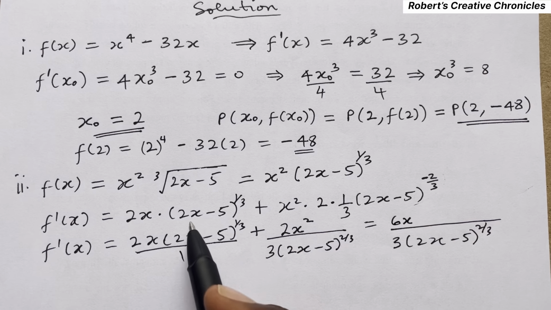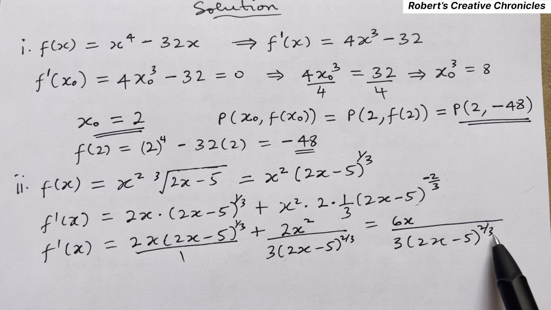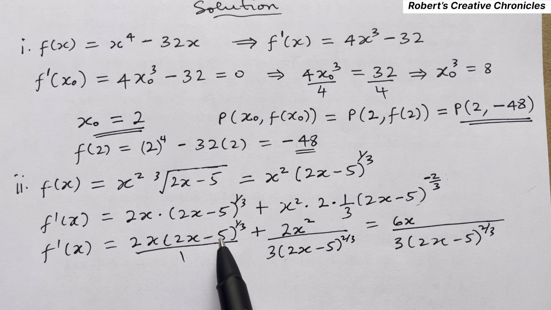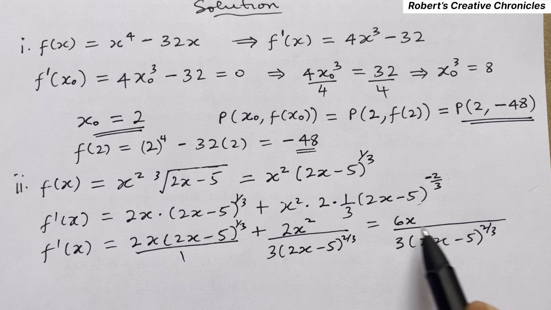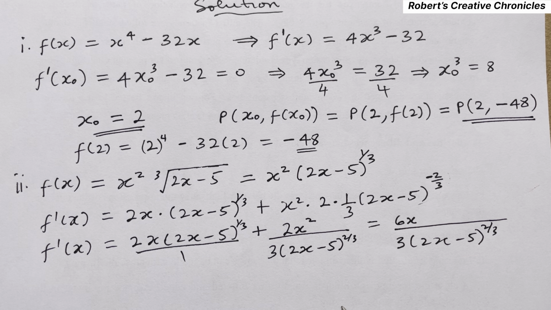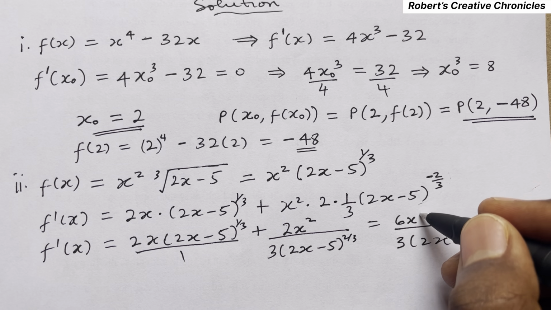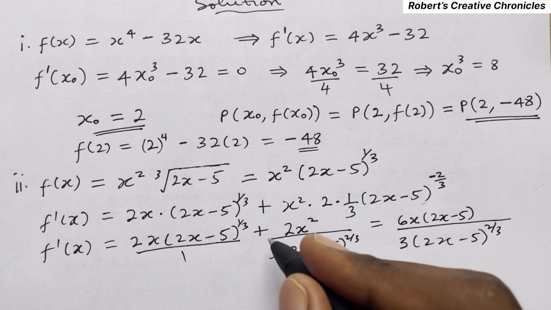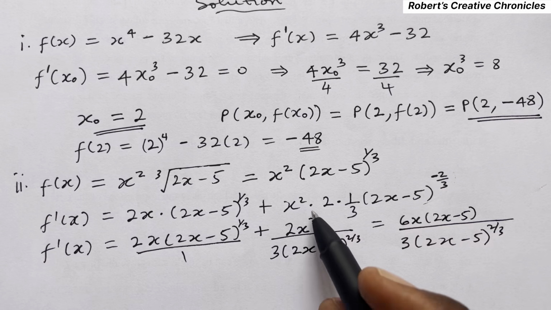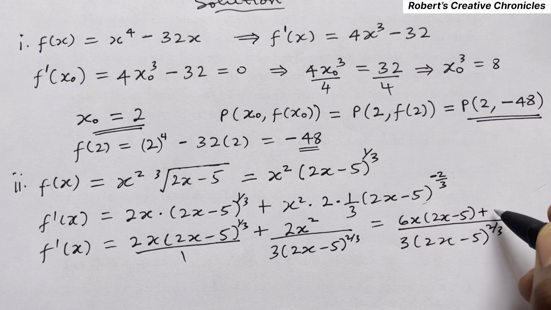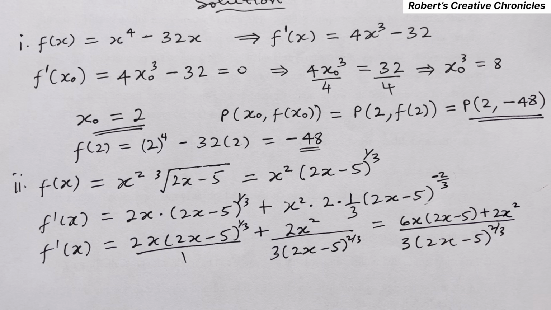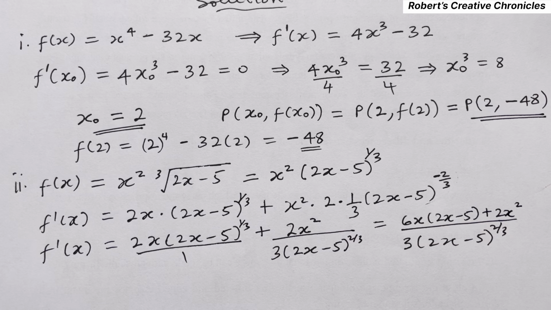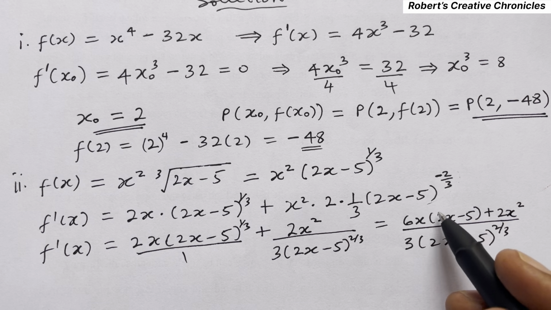Then this function times this function is (2x minus 5) raised to the power of 1 over 3 plus 2 over 3, which is the same thing as 3 over 3, which is 1. So it's 2x minus 5 raised to the power of 1. Then this times this divided by this is still 2x squared. So plus 2x squared. Then we can open this fraction. Then we can open this function.